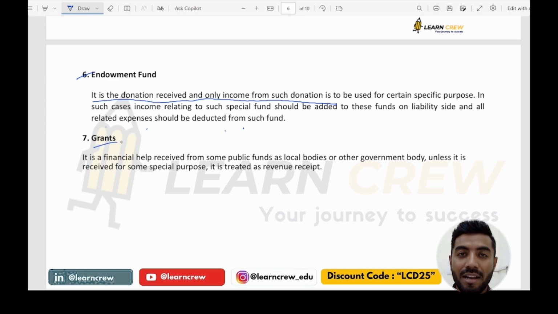Grants. Grants will be received from the government, usually for the relief or service of the public. The government sometimes gives grants for the betterment of the public. A financial fund received from a public body, such as a local body or government body, unless received for a specific purpose. If it is received for a specific purpose, treat it as a specific fund. If not, you can treat it as a revenue receipt. These are the special items and the treatment to be followed.